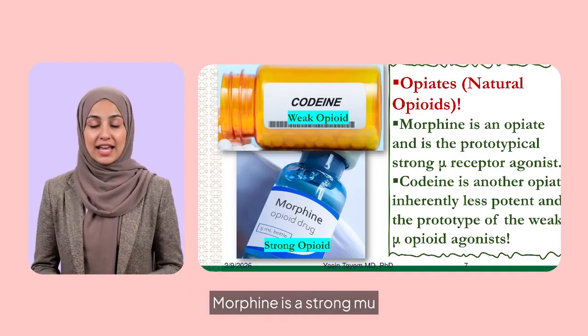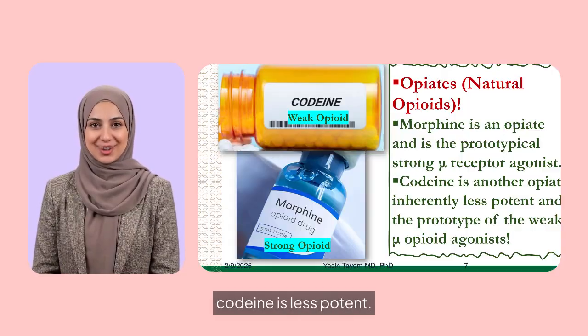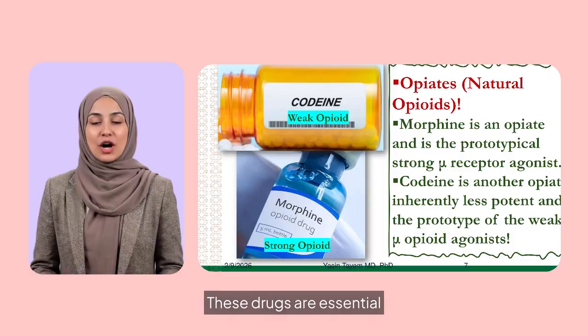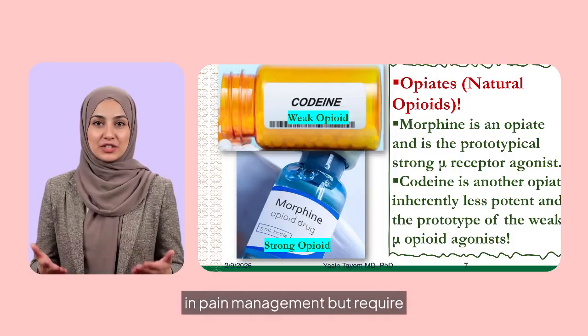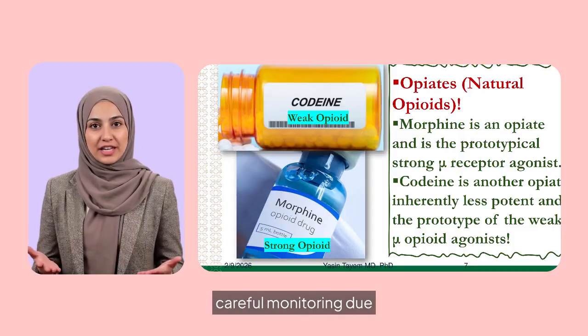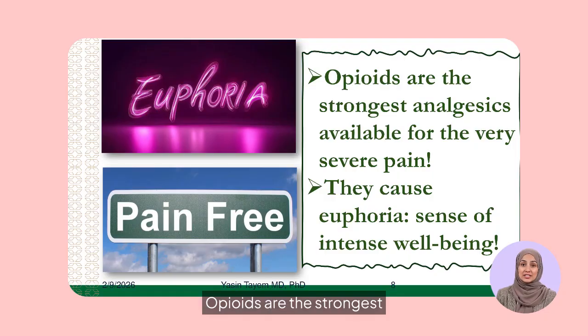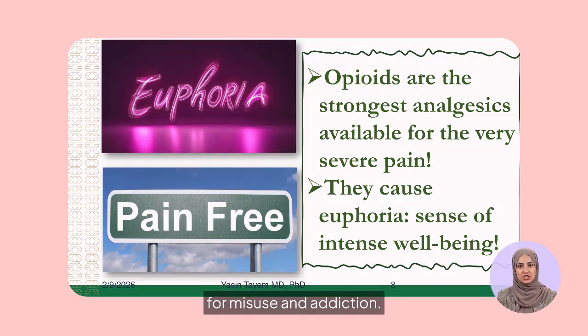Morphine is a strong Mu receptor agonist, while codeine is less potent. These drugs are essential in pain management but require careful monitoring due to their addictive potential. Opioids are the strongest analgesics for severe pain, providing relief and a sense of well-being or euphoria. This dual effect makes them invaluable in medical settings but also poses a risk for misuse and addiction.